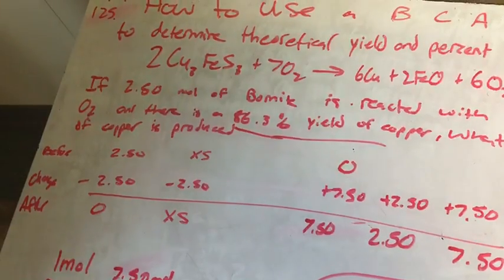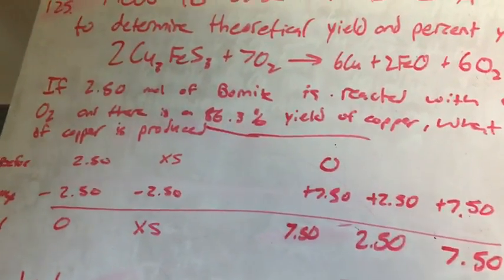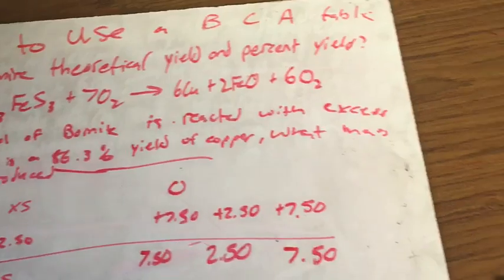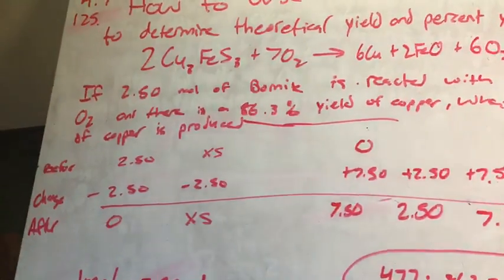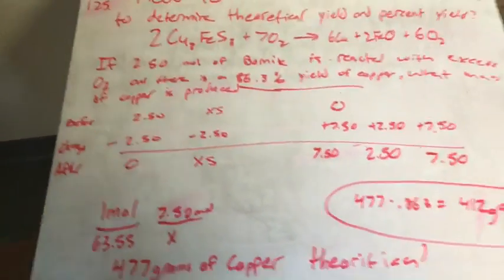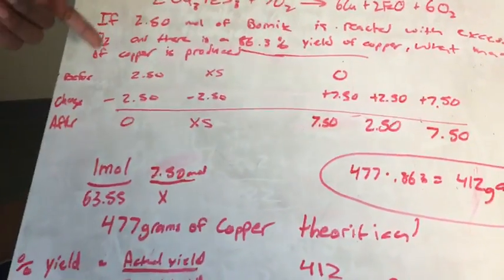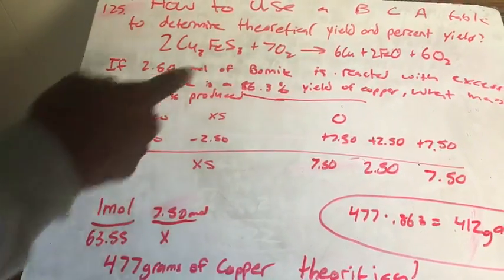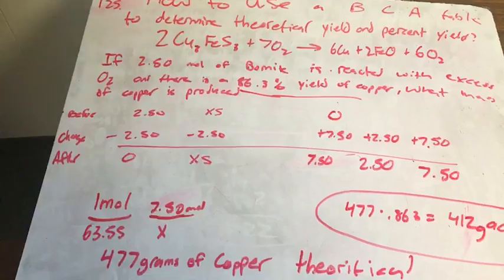So the question is, if 2.50 moles of bornite, which is this compound right here, is reacted with excess oxygen, and there's an 86.3% yield of copper, what mass of copper is produced? So we set up the BCA table again, 2.50, excess oxygen. So this is obviously the limiting reactant.